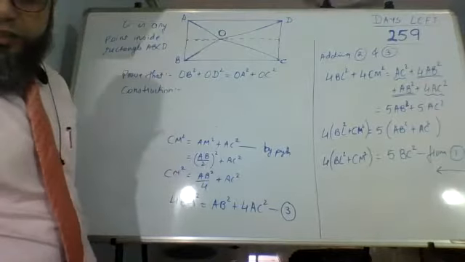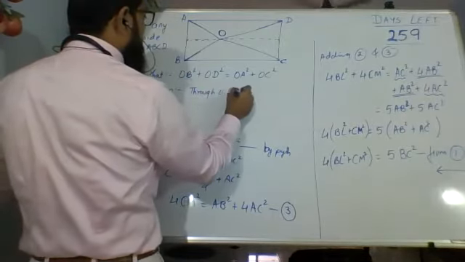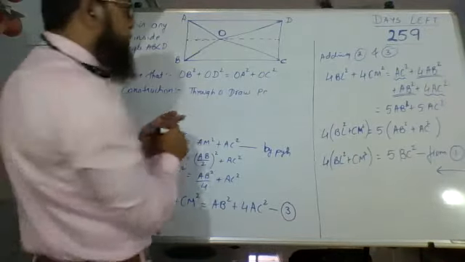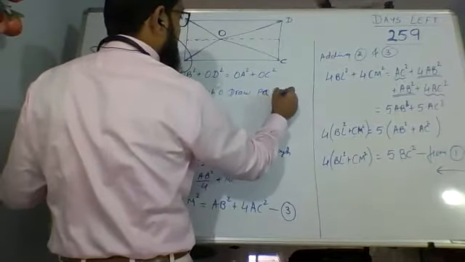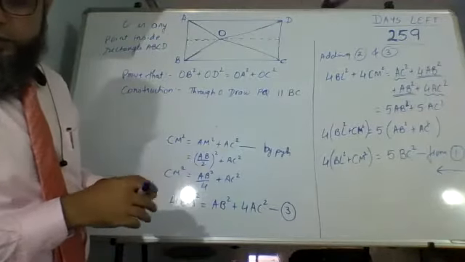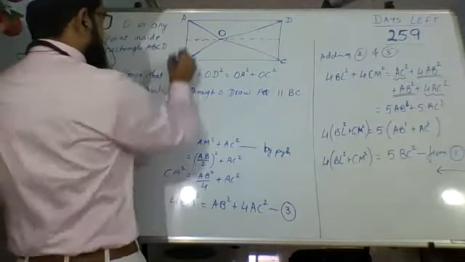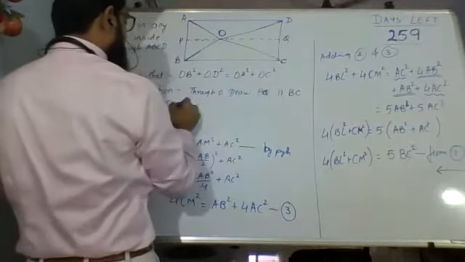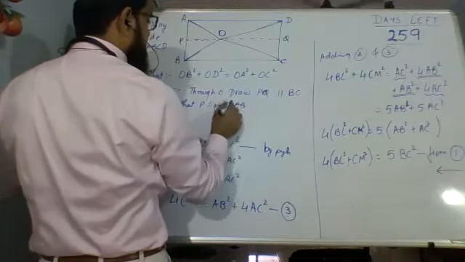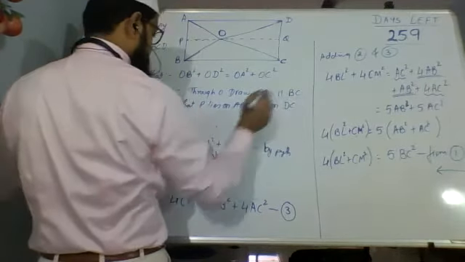Then there is a construction in this. Through O, draw PQ parallel to BC, so that P lies on AB and Q lies on DC. Okay.